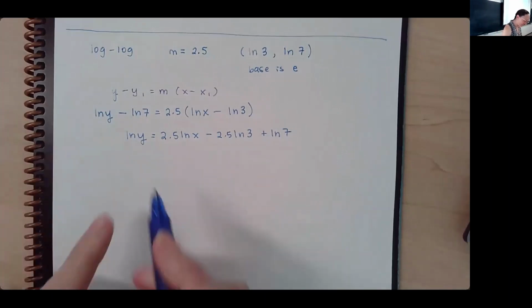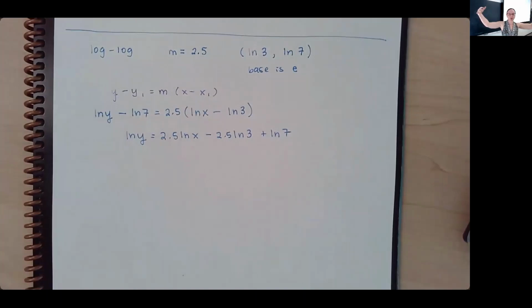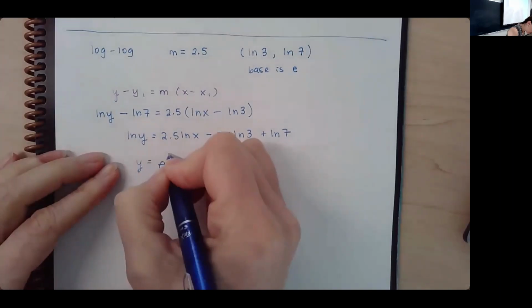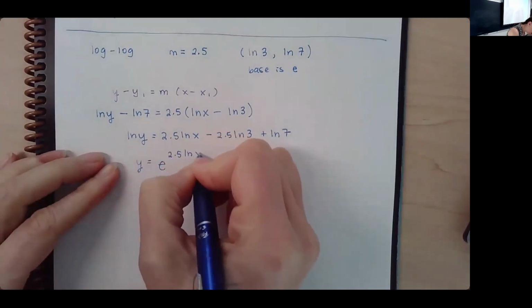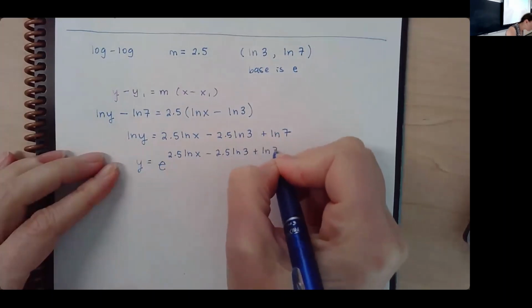Okay, so to undo that natural log, I'm going to have e raised to all the stuff. It's not e individually raised to each thing. It's e raised to all that stuff. So this is going to look like y equals e to the 2.5 ln of x minus 2.5 ln of 3 plus ln of 7.